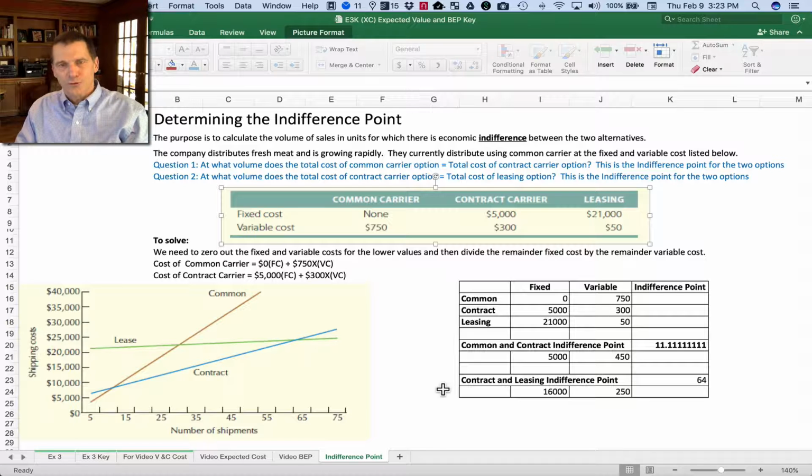Help you through changes in growth or decline to have the right trucking decisions as far as capacity goes and the optimal cost for your company. I hope that was informative for you and that it's useful. And that concludes our discussion about the indifference point.